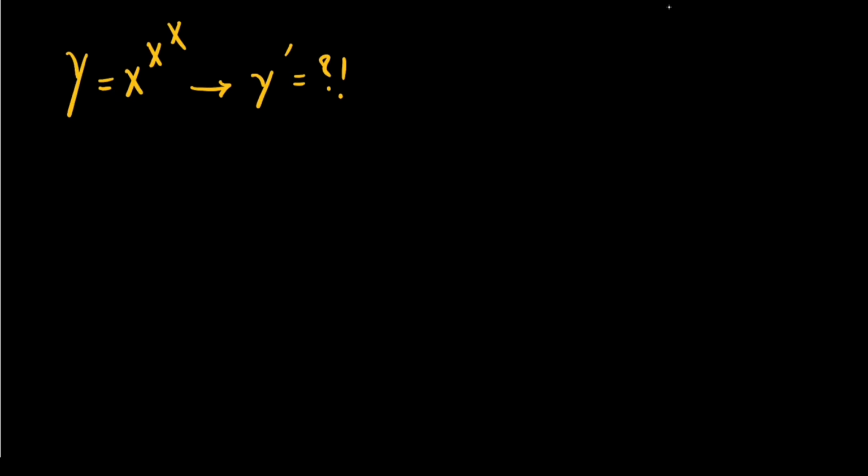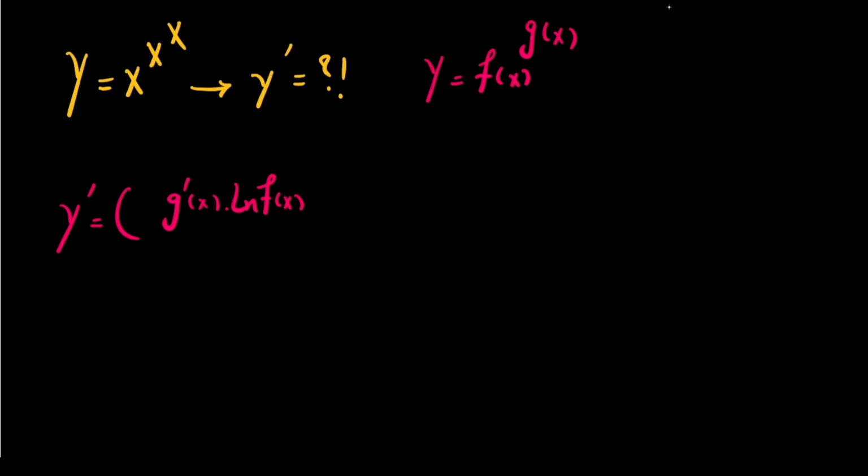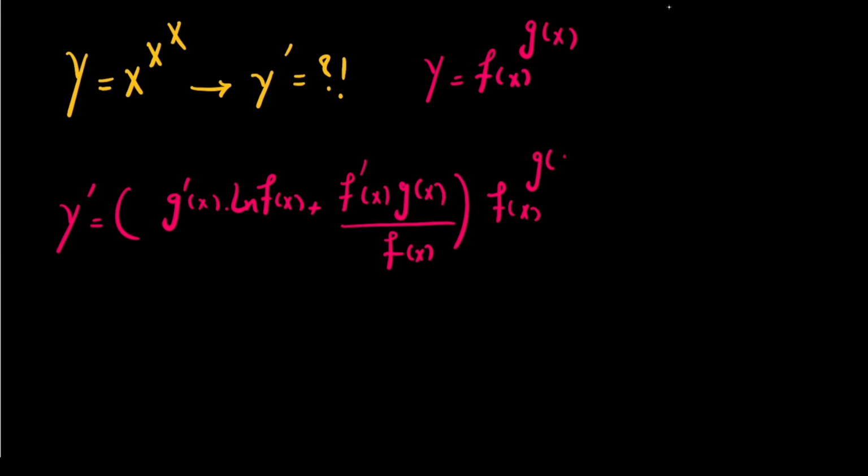In one of my videos I told you if y equals f(x) to the power of g(x), then y prime will be equal to g prime(x) times ln f(x) plus f prime(x) times g(x) divided by f(x), times f(x) to the power of g(x).